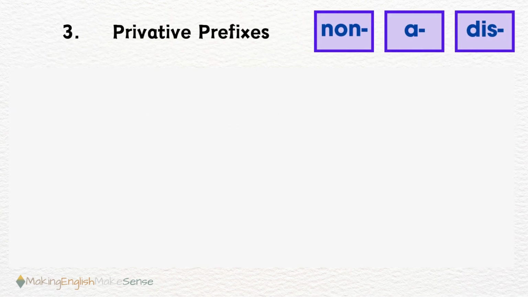The next category of prefixes is called privative prefixes. The prefixes non, a, and dis are included in this category of prefix. Privative prefixes are used to show that something is without the quality or feature that the base word normally describes. For example, add the prefix non to the word sense, and we get nonsense, meaning without sense.